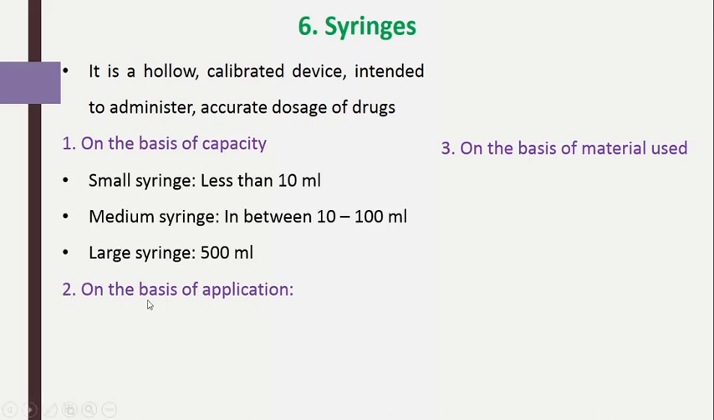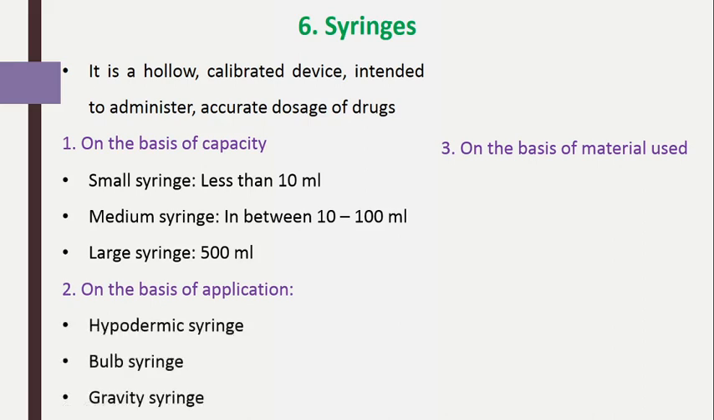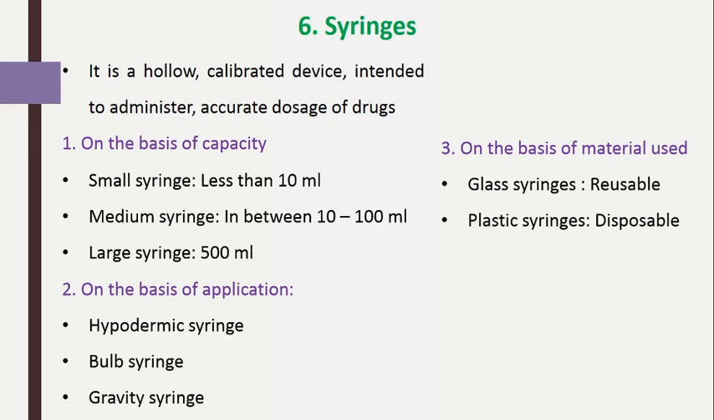The second category is on the basis of application, that is, for what purpose it is used. These syringes are categorized as hypodermic syringe, bulb syringe, and gravity syringe. The third is on the basis of the materials used for manufacturing syringes. Here the syringes are categorized as glass syringes and plastic syringes.